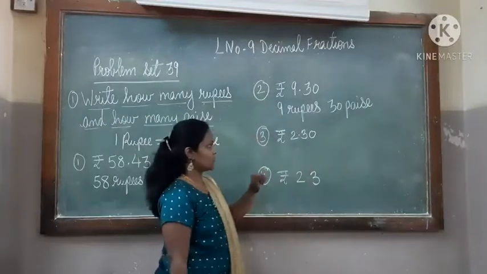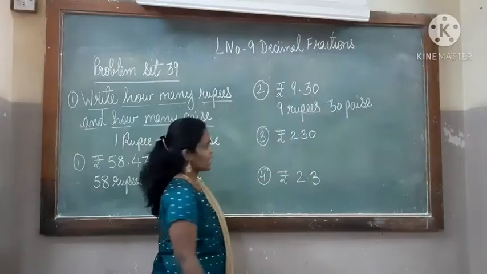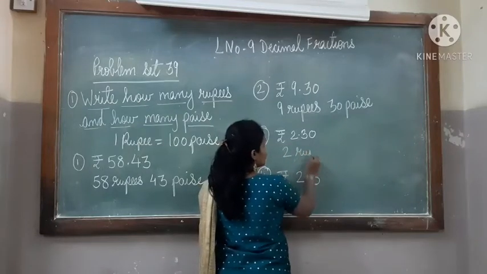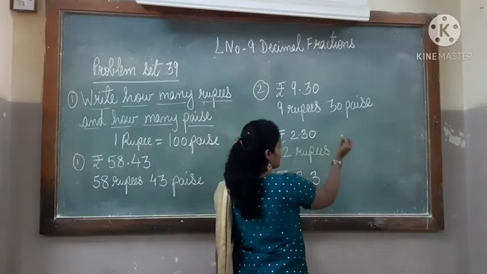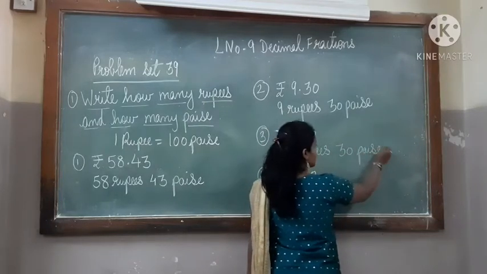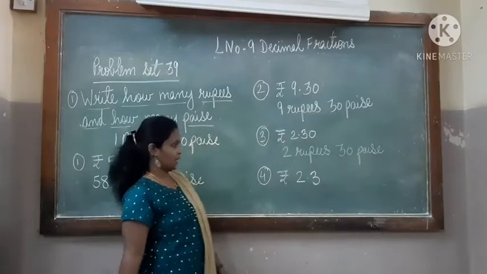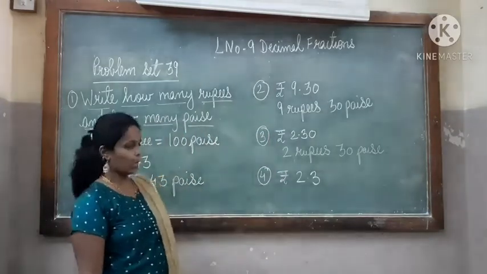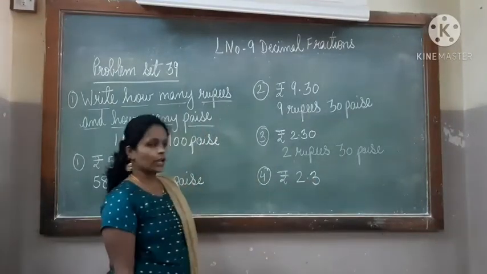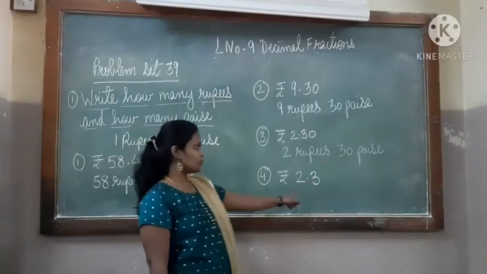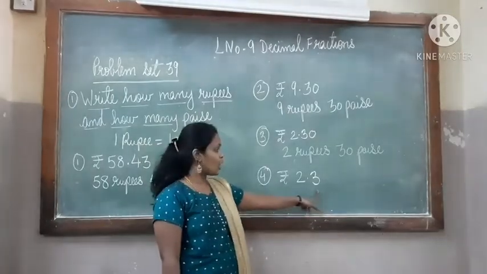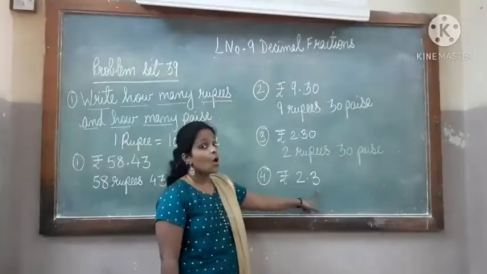Then we will see the third one. See what they have given here. Here also you have to write the rupees and paise. Then write 2 rupees. How many paise? 30 paise. You will write 30 paise. Now the fourth one, they have only given rupees 2.3. Now here it will come 2 rupees 30 paise. It will not come 3 paise.